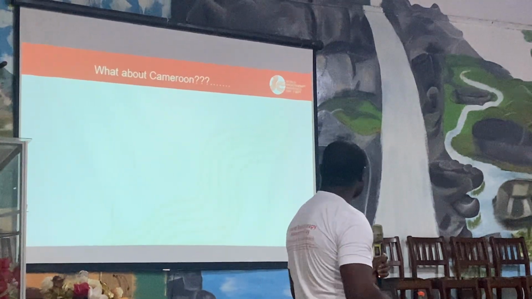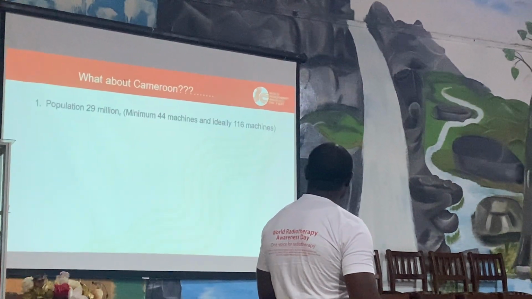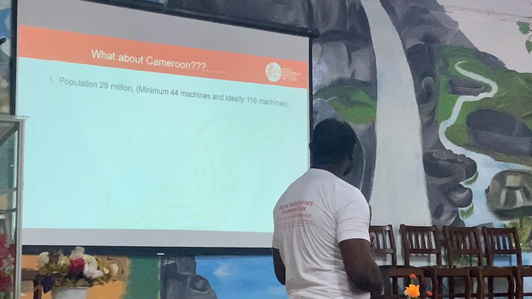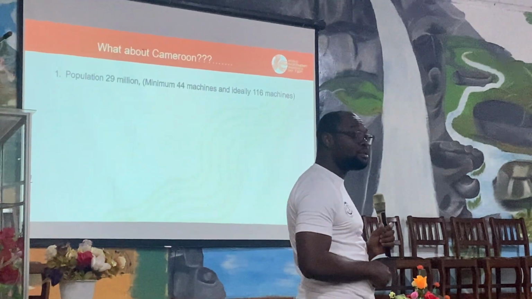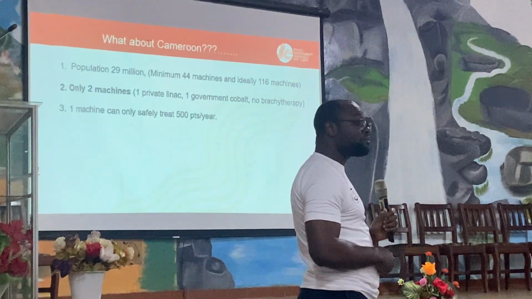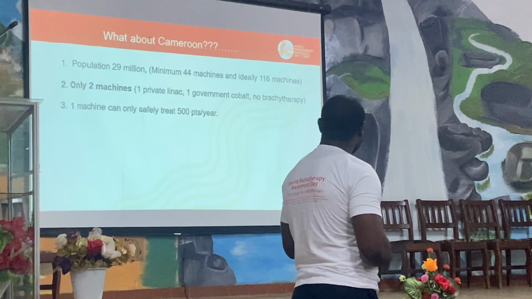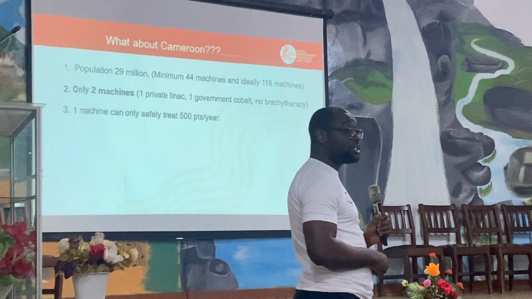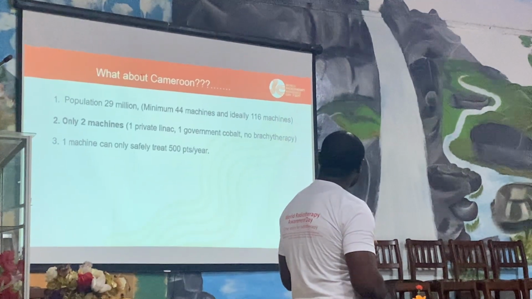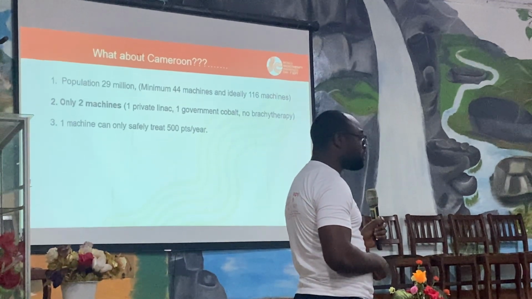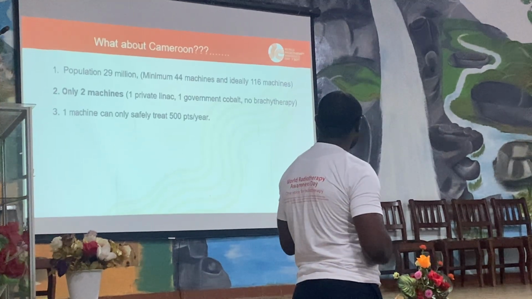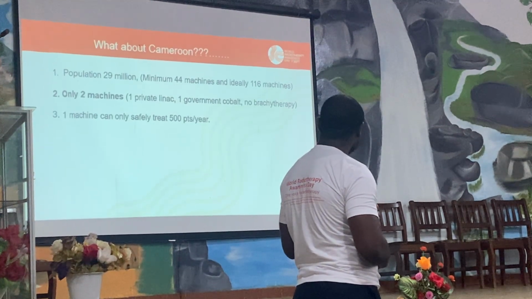Let's come home to Cameroon. With an estimated population of 29 million, we should have a minimum of 44 machines, but ideally 116. Unfortunately, we have just 2 machines, one of which is a privately owned LINAC machine that is very expensive for the average patient, and one is a cobalt machine in a government hospital that is always broken and barely functional, and we don't have any brachytherapy.